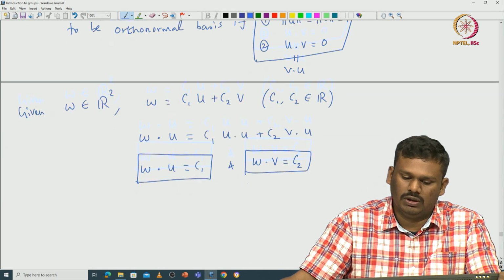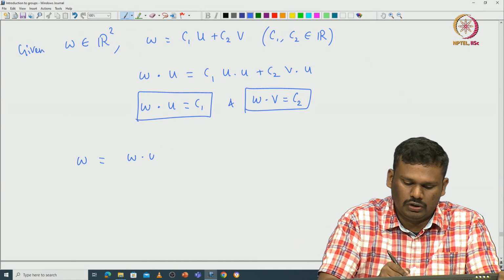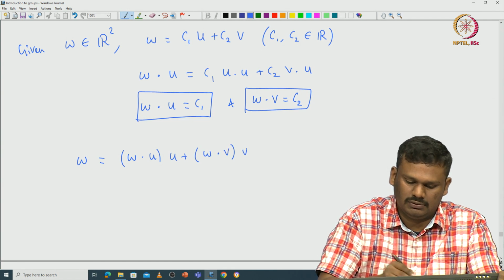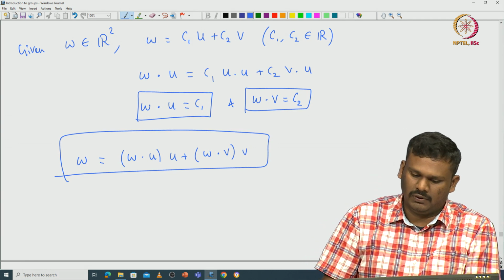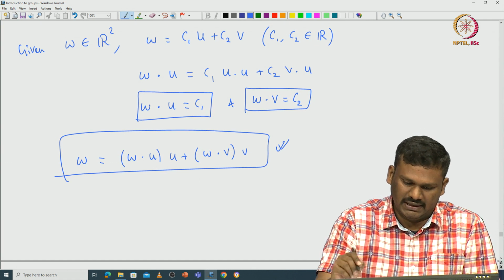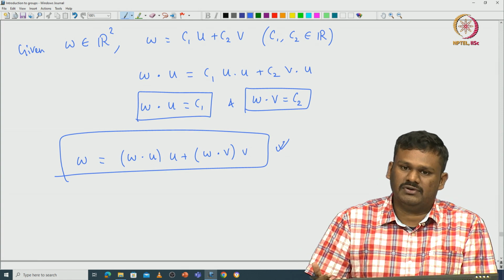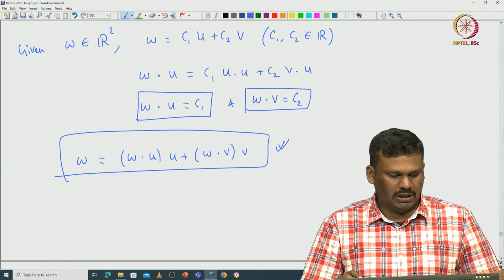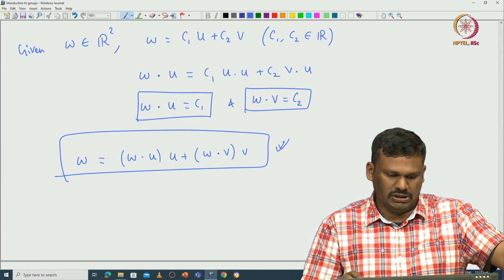So, once you have an orthonormal basis, w can be written as w dot u times u plus w dot v times v. This unique expression you can get using an orthonormal basis. This is a very important observation. It will be used later to understand the isometries that map origin to origin. So, these are some basic terminologies that you see in basic linear algebra.